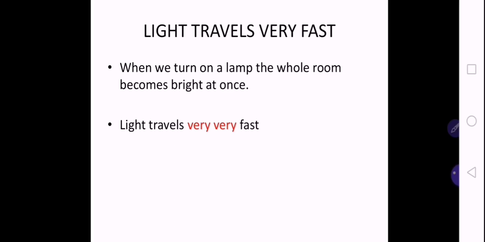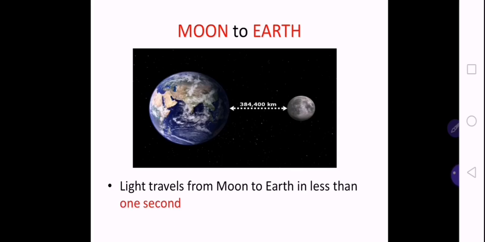which shows that light travels very fast. Now if I talk about the light from the moon to the earth, it travels in less than 1 second, meaning it does not take even 1 second for light to move from the moon to the earth. It shows that light has a very high speed. It is moving at a very high speed.